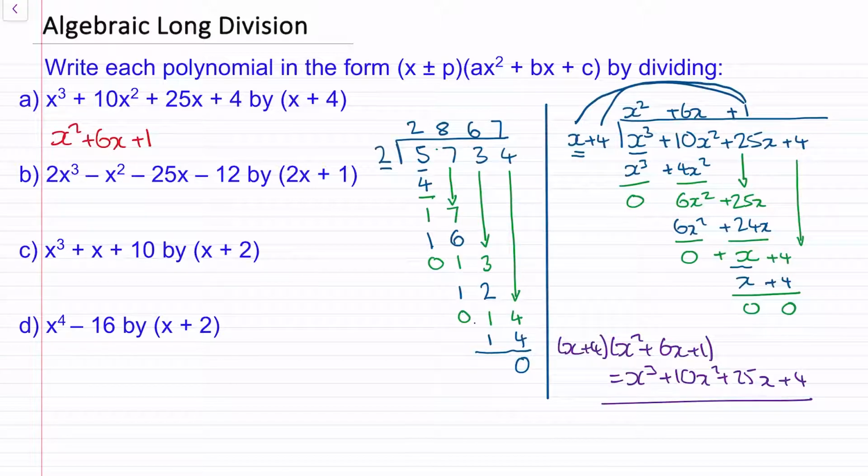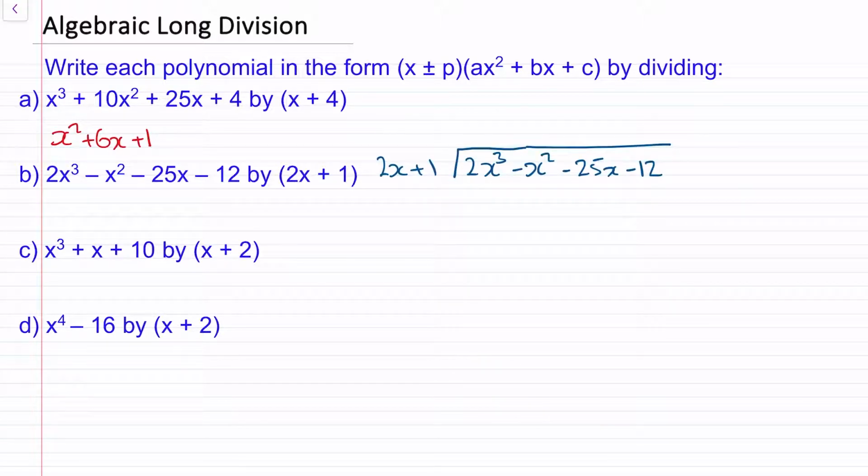Okay, let's move on to question B. Okay, so in question B, we're going to divide the 2x cubed by the 2x to make x squared. And now we'll multiply this through, so we get 2x cubed, and then 1x squared term. The difference between a negative x squared and a positive x squared is minus 2x squared.